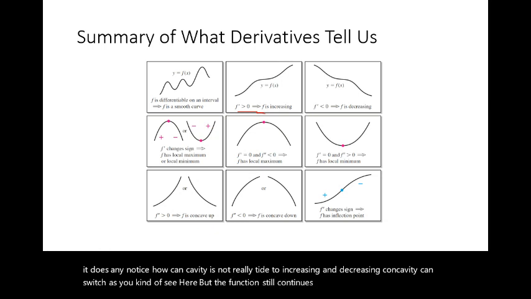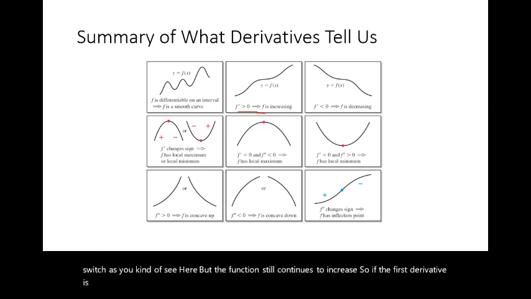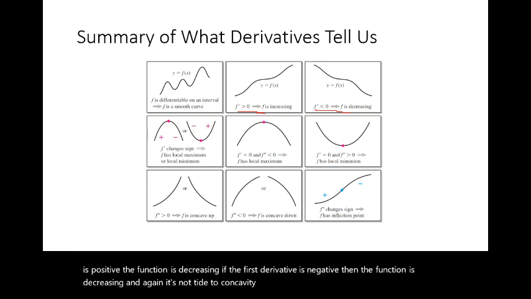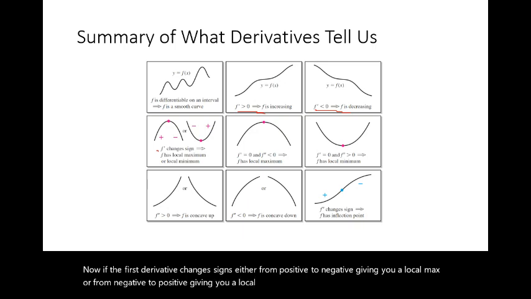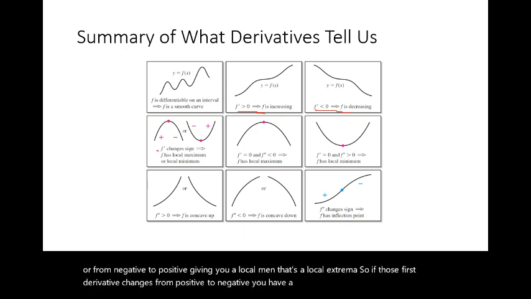If the first derivative is negative, then the function is decreasing. And again, it's not tied to concavity, so concavity can switch even while a function continues to decrease. Now, if the first derivative changes signs, either from positive to negative, giving you a local max, or from negative to positive, giving you a local min, that's a local extrema. So if the first derivative changes from positive to negative, you have a local max. If it changes from negative to positive, you have a local min.